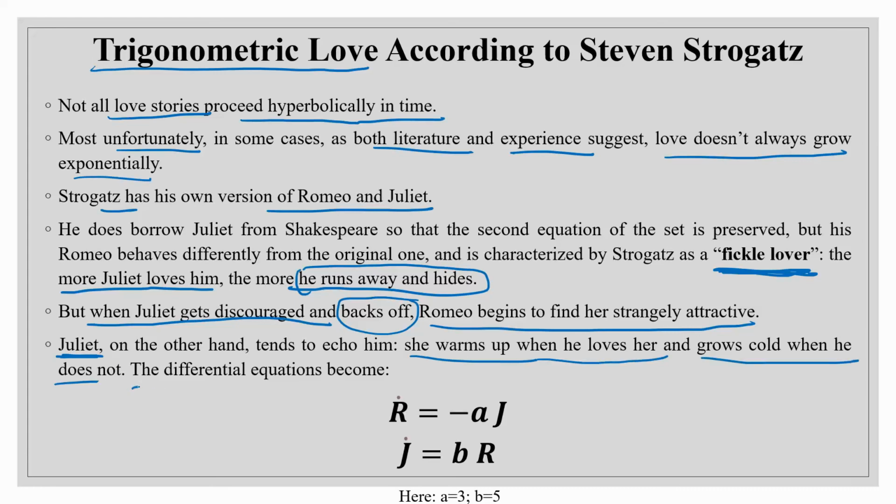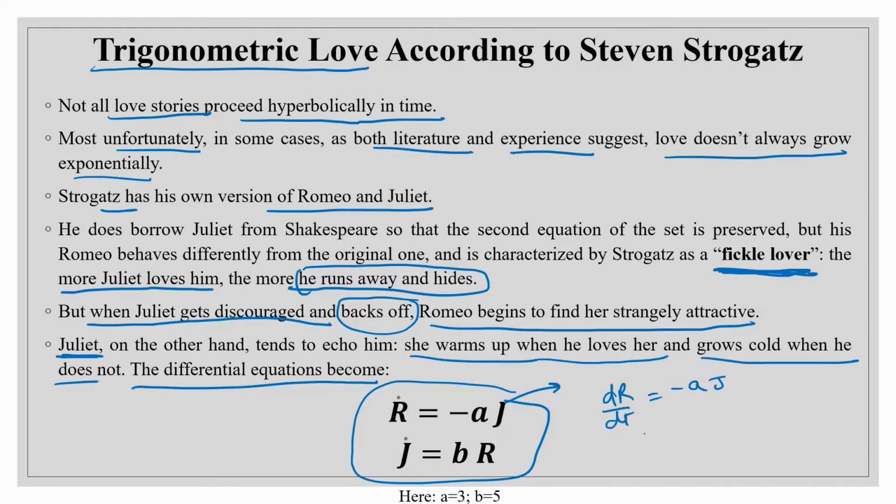So the differential equation for this case will become as this. You can see this negative sign represents that Romeo is a fickle lover. Now if you want to solve this set of differential equations, it's very simple. If you see the first equation, I can write dR/dt equals minus aJ. Now if I differentiate this again, I will get minus a dJ/dt.